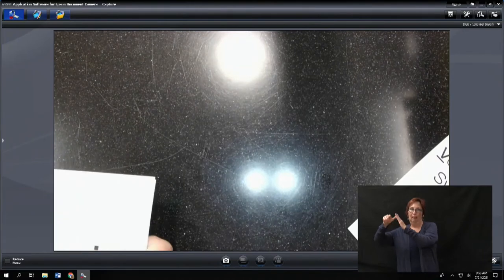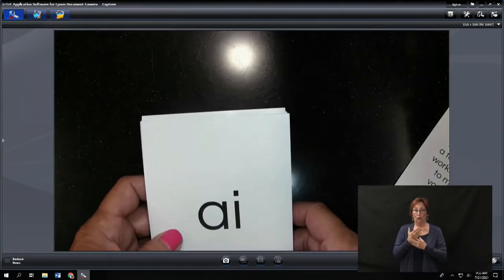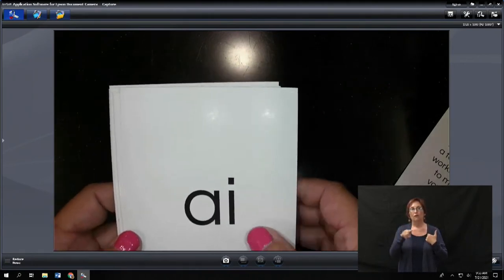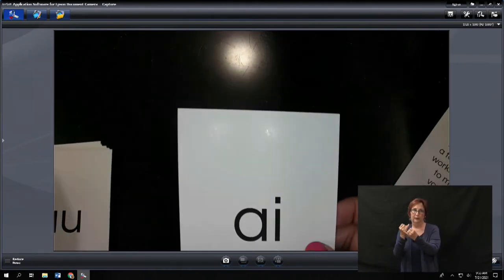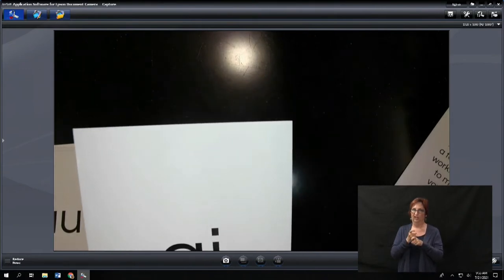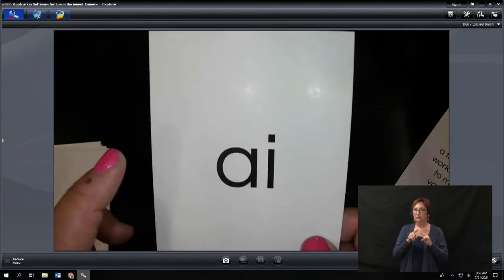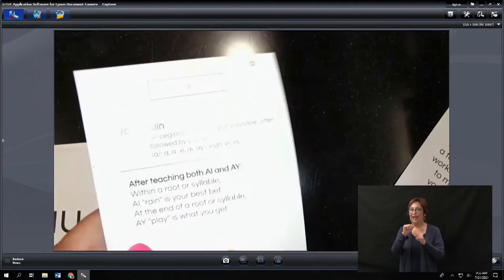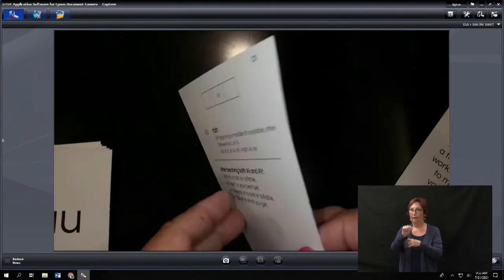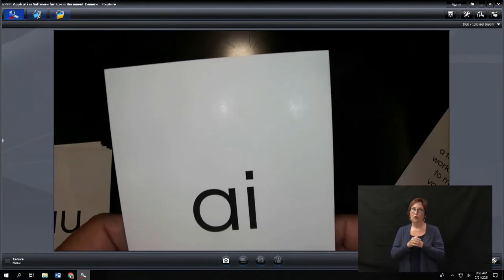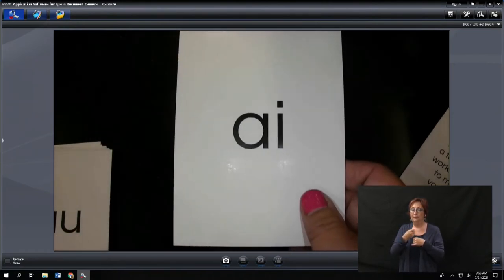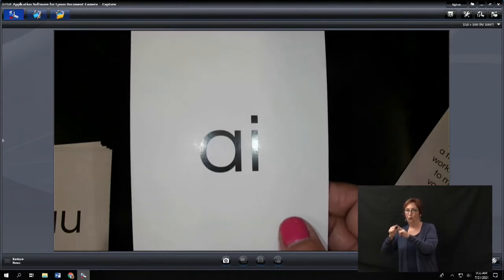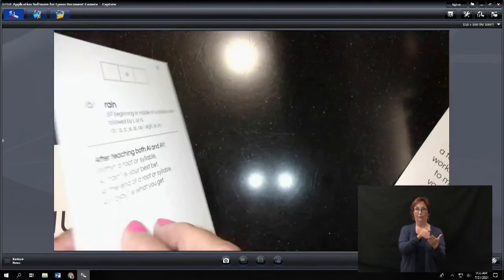All right, we're going to go through the sounds, and then I'm going to have you go through the sounds yourself, because some of them are tricky. I'll get to that later. This is AI. AI says A. It's very consistent. You also need to make the children aware that AI cannot be at the end of a word. It's at the beginning or the middle. Okay?